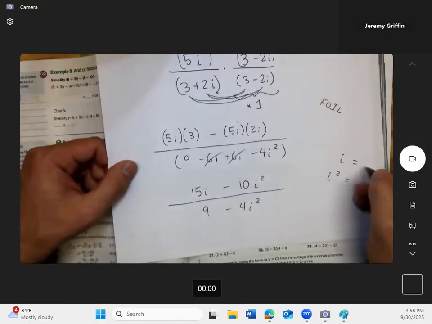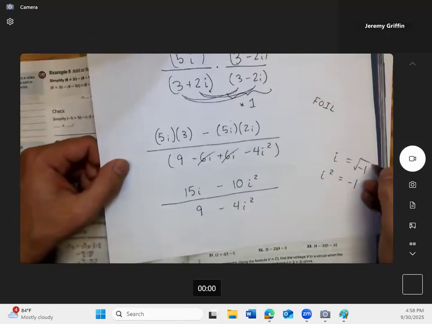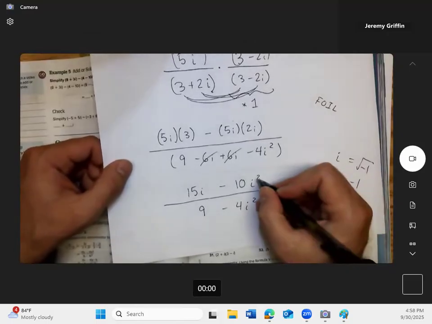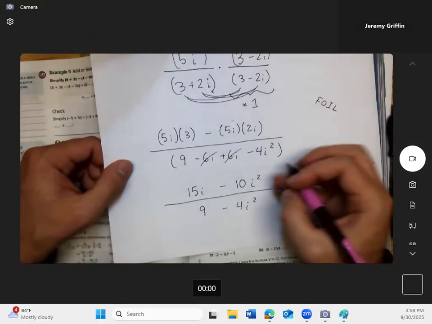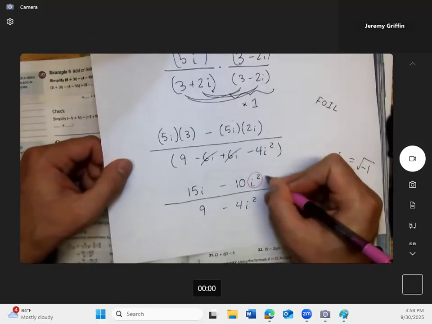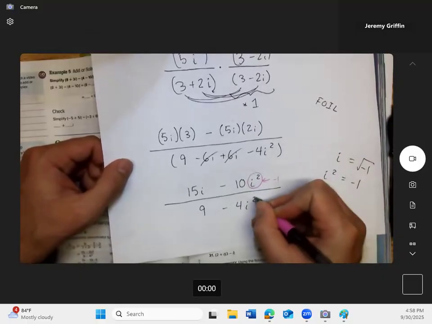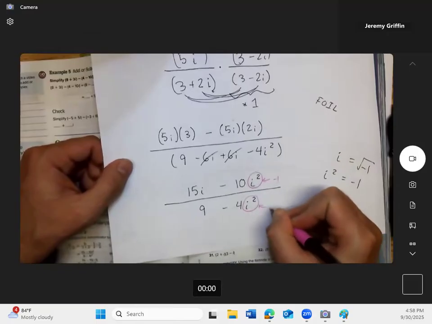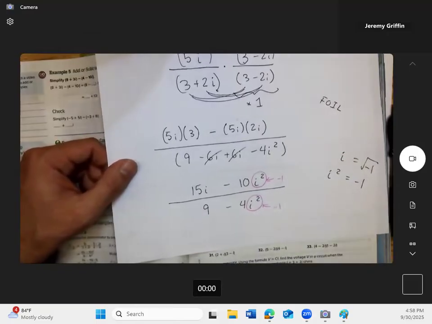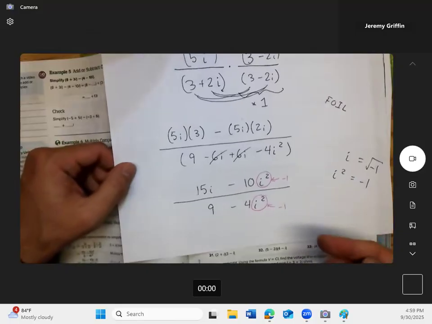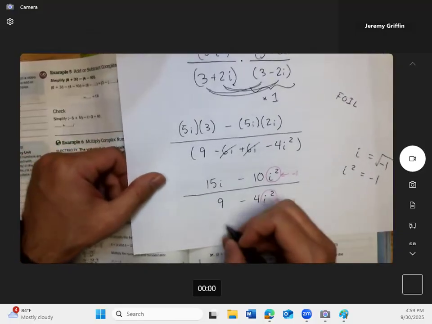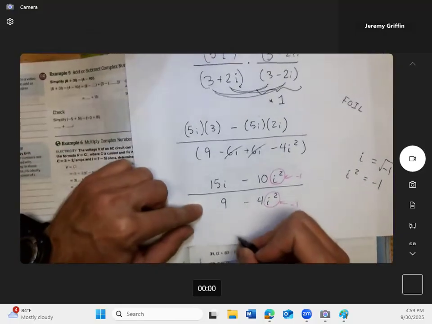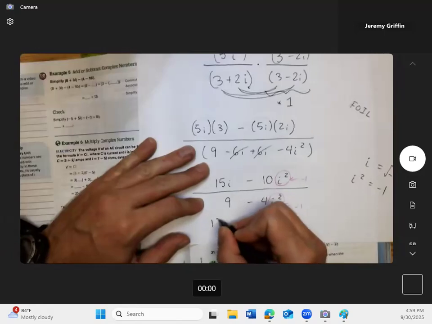Because remember, i itself is the root of negative 1, so these two go hand in hand. I can replace this with negative 1, and this also with negative 1. That would turn these numbers back real again. Ooh, back real. So here, I think I can fit this. It is. Got enough paper.